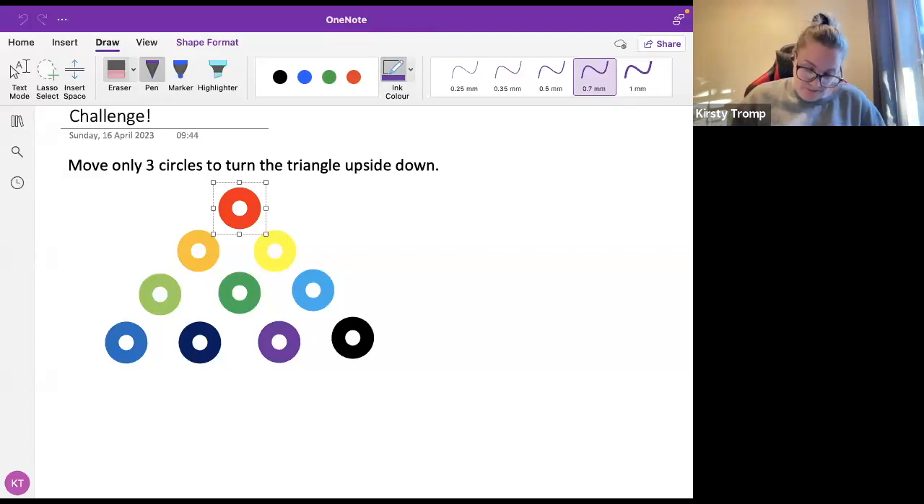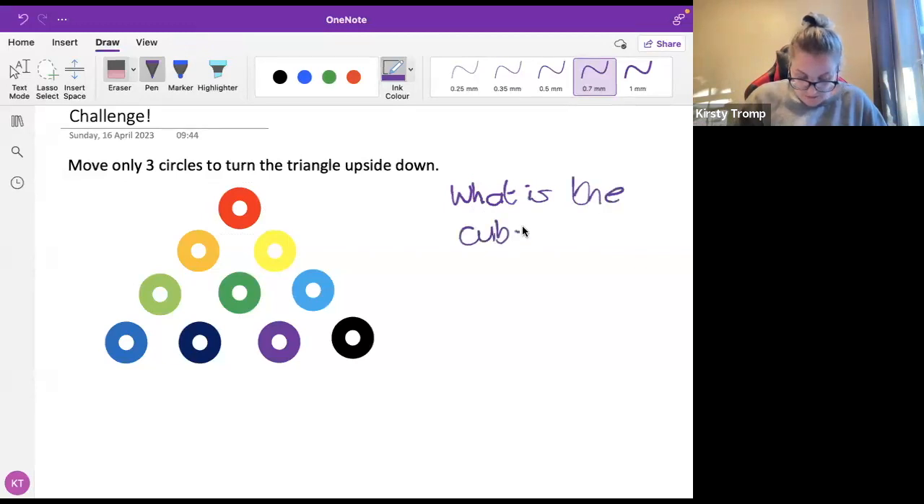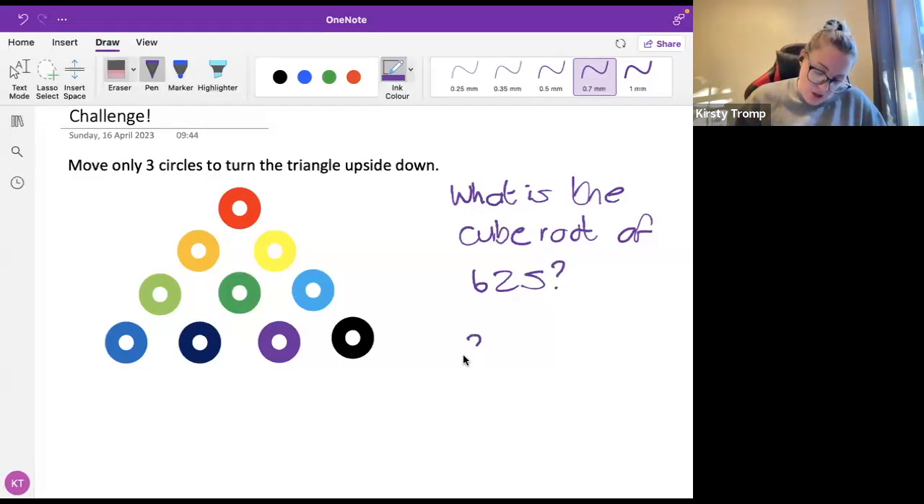For example, the cube root of 625 is 25. So if it asks you, what is the cube root of 625? Then all your answer needs to be is 25. That's all your answer needs to be, 25. What is the cube root of 625? It's 25. Okay, thank you, ma'am.